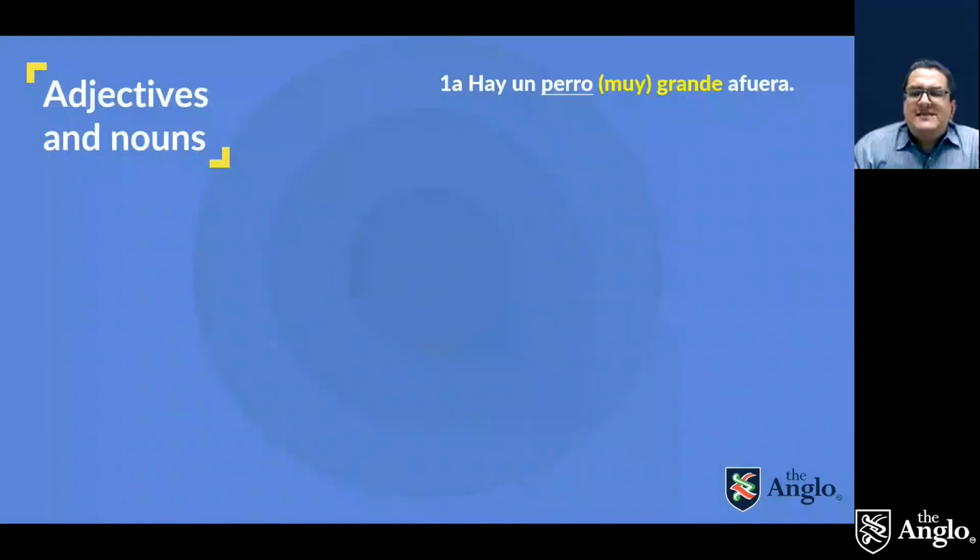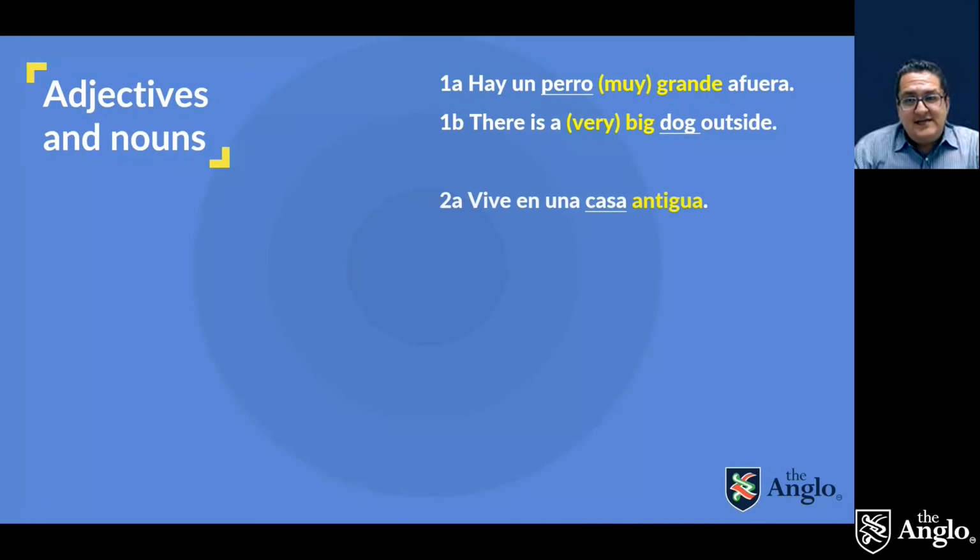So adjectives and nouns. We have hay un perro muy grande afuera. There is a very big dog outside. We also have vive en una casa antigua, and she lives in an old house. So talking about adjectives, grande, antigua, where does the adjective come in Spanish, typically in Spanish? Before or after the noun? Type your answer in the chat box, please.